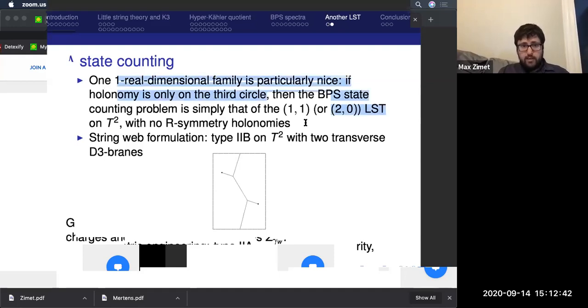Yeah, okay, I just said this. So again, the string web picture now is extremely nice. Now it's just you have two D3 branes in type 2B string theory on T2. So now there are no singular fibers, and we're just studying string webs stretching between one D3 brane to another. So you get configurations that look like this.